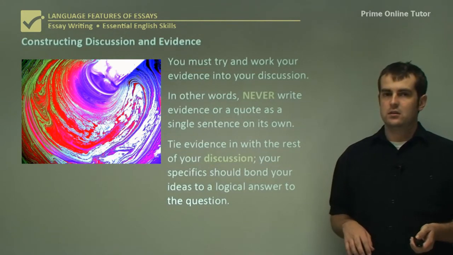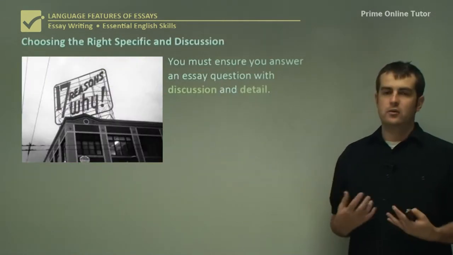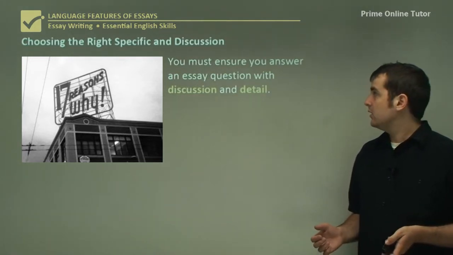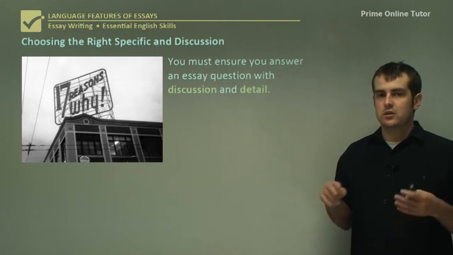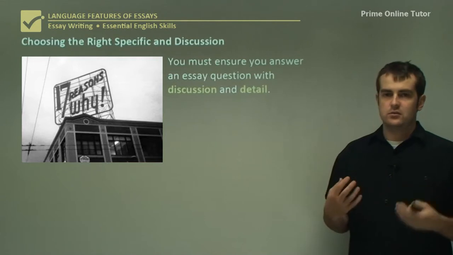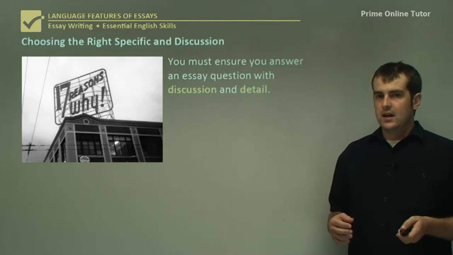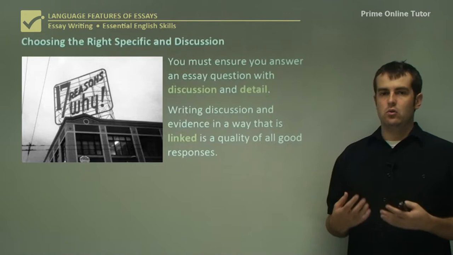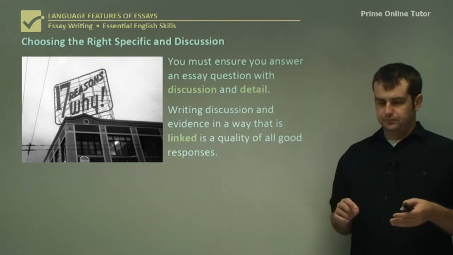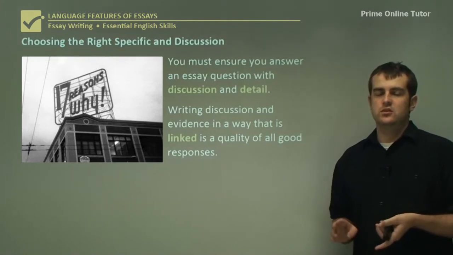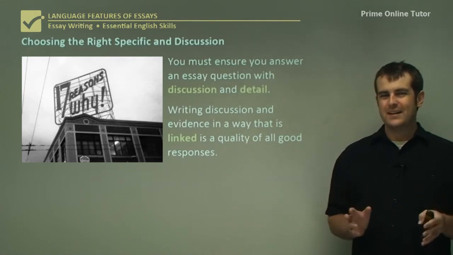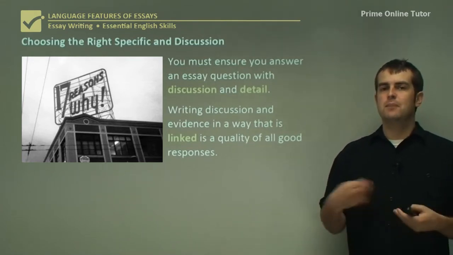Okay, so now the question you might be asking is, how do I choose the correct one? How do I choose the right example? How do I choose the right detail? Well, first of all, you really should ensure that your essay question and your discussion and your detail are all linked together. And this is a quality of all good responses. Now, how do I do that? Essentially, you're finding what sort of evidence will match your question, or how you can make evidence work for you.